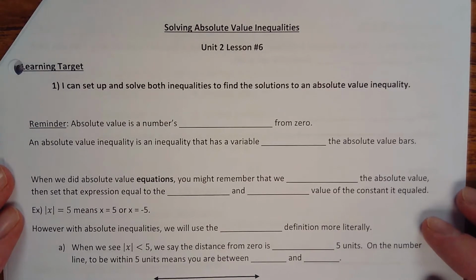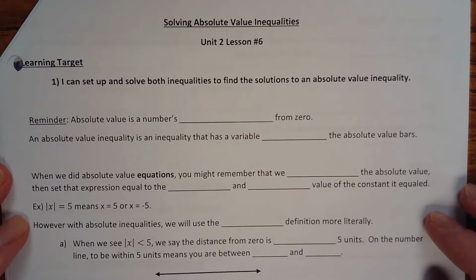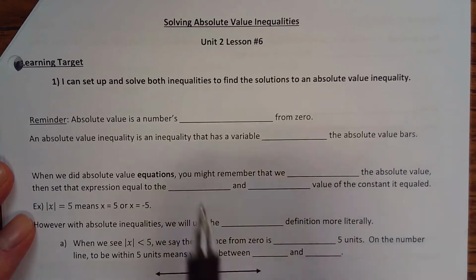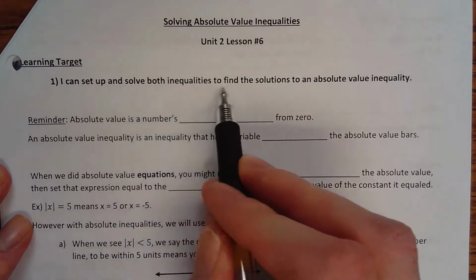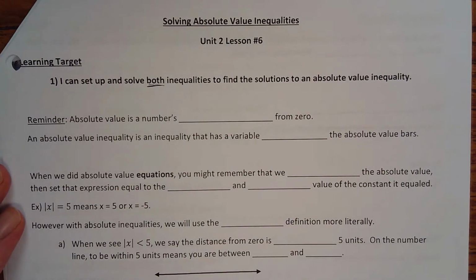So we did some absolute value equations in the first unit. Now we're going to do absolute value inequalities. So kind of mixing two things together that we already know and putting them into one. So I can set up and solve both inequalities to find, again, both. There's going to be two of them, two inequalities, to find the solutions to an absolute value inequality.